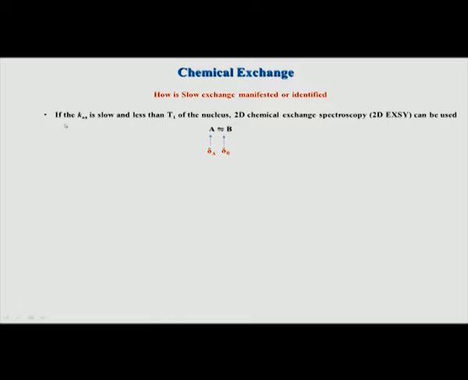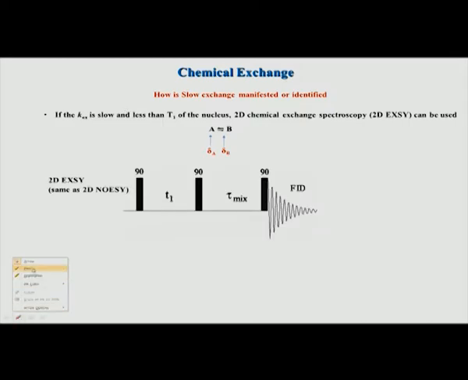It says that if the rate of exchange is slow compared to 1 over T1. So, let me correct this, 1 over T1, because we are looking at exchange rate. T1 is not a rate, it is 1 over T1 that is the rate of relaxation. So, if the exchange rate is slow compared to 1 over T1 of the nucleus, then this exchange process can be captured also in a 2D experiment. So, let us see how that works.